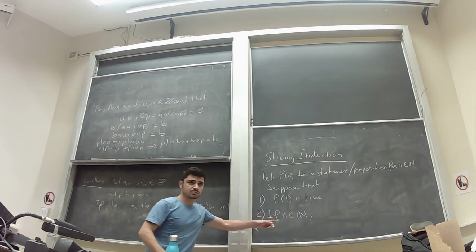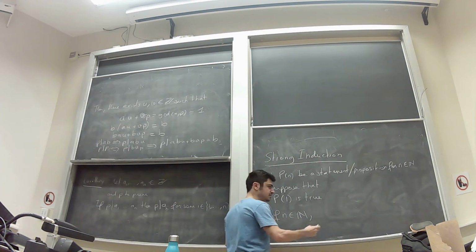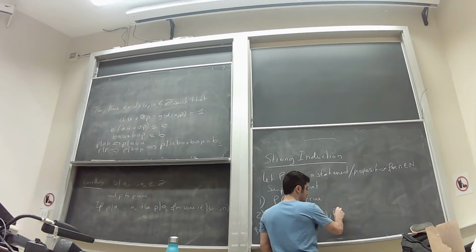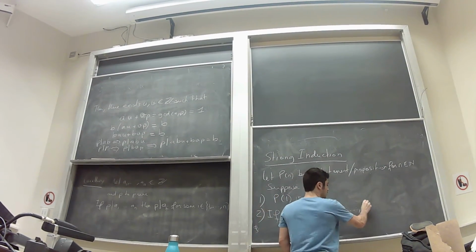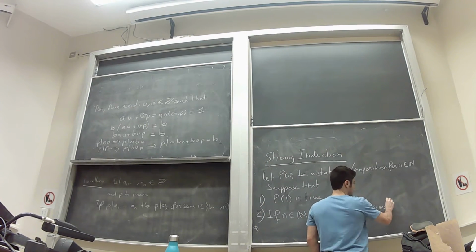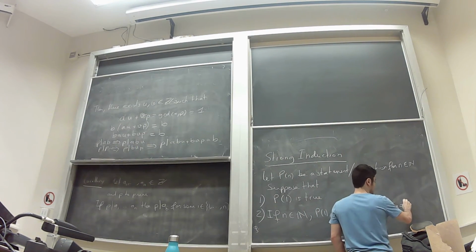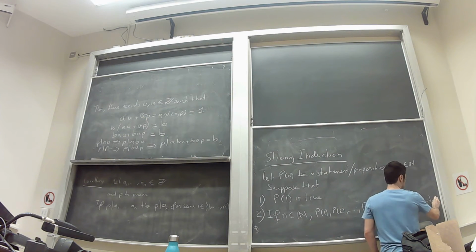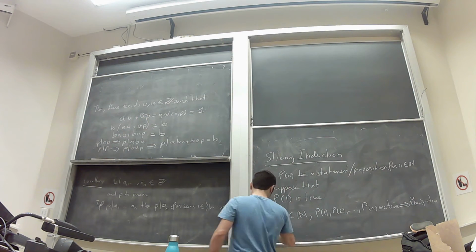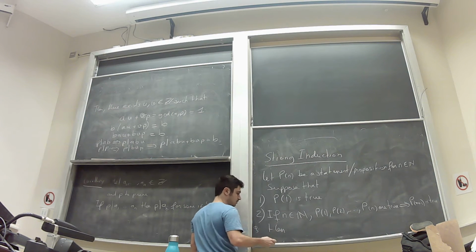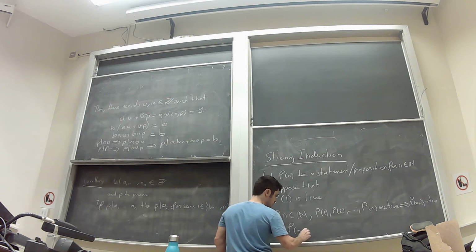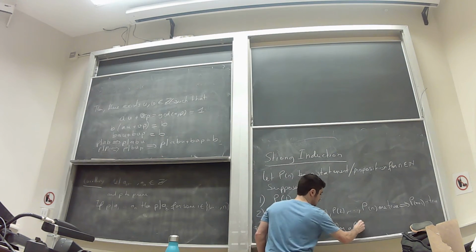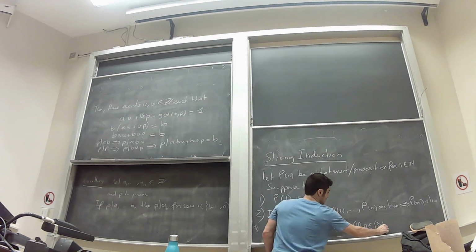The second property, the strong induction: if P1, P2, up to Pn are true, implies Pn plus 1 is true, then Pn is true for all n in the natural numbers. This is the difference between that and regular induction. Okay?